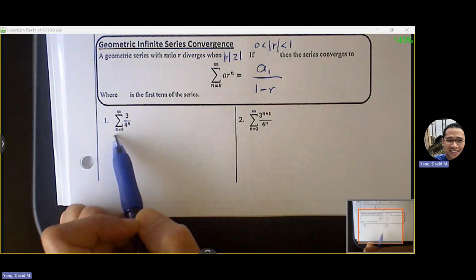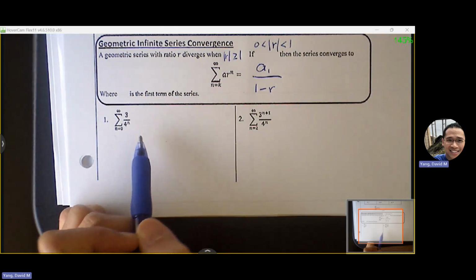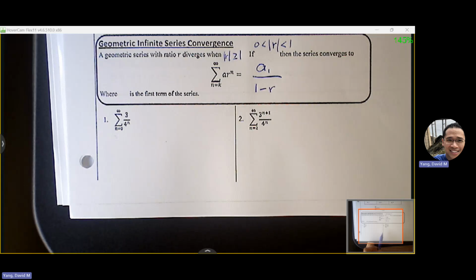So number 1 here, we're asked to find the sum of the series. So let's first determine whether it is a geometric series, and whether it will converge or diverge, because if it diverges, we can just say that the sum is infinity. But if it converges, we can take the next step and actually find the number of that sum.